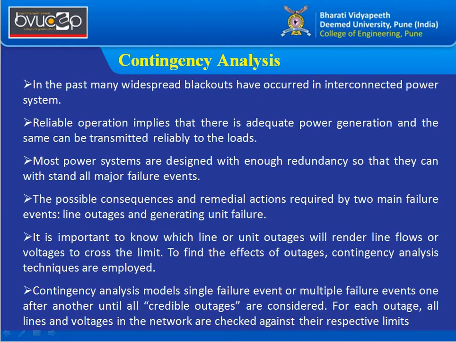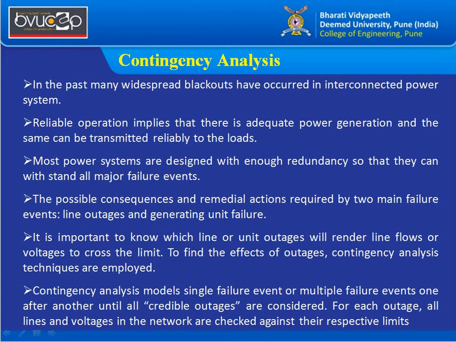So contingency analysis models can have a single failure event or multiple failure events, one after another, until credible outages are considered. Now here credible outages will be related to multiple failure events. Suppose there is one generator out, two generators out, three generators out, and we know that when the fourth generator goes out, the power system is going to collapse. So we will limit ourselves to only three generator outages. So that is the condition which we talk about, the credible outages.